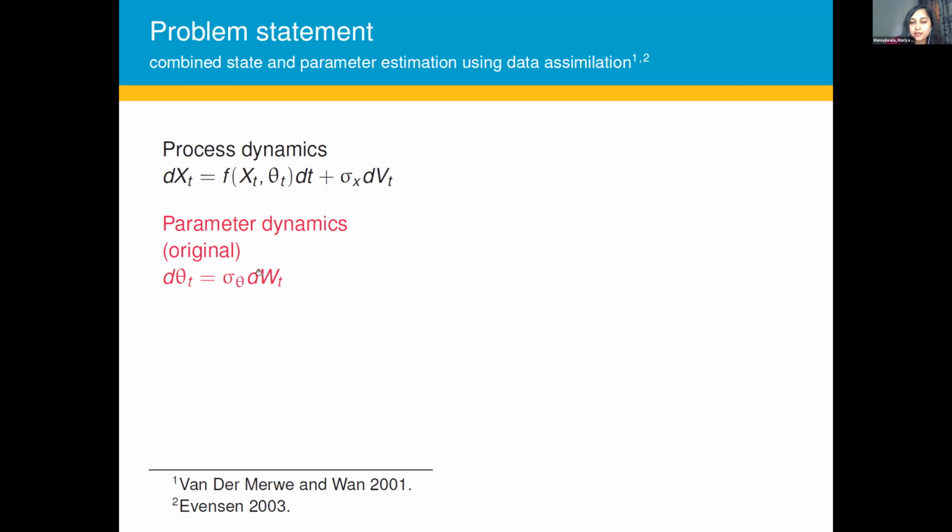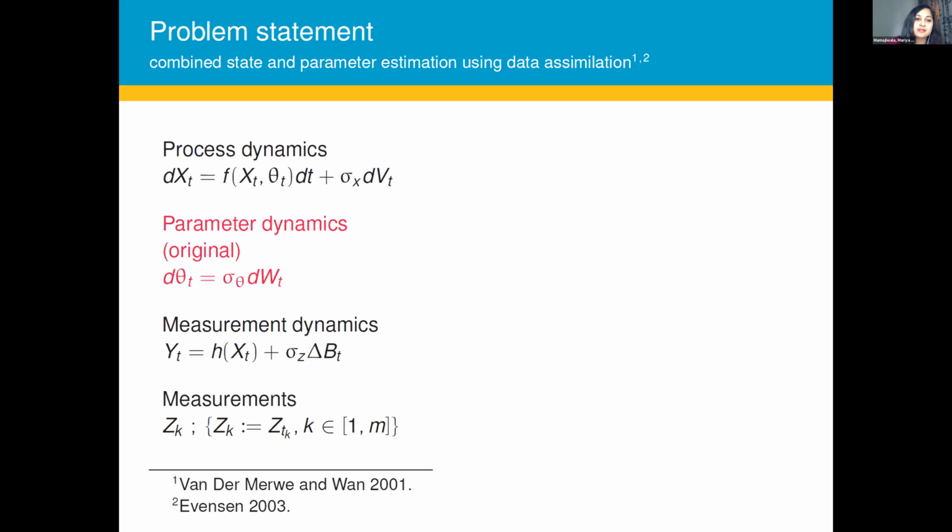And this is an important point for this talk because this is where we propose a modification. But let me put a pin in that. So from here on, I will be referring to this equation as the original parameter dynamics. Then we have measurement dynamics. So I have written an algebraic equation, but this could as well be an SDE. It doesn't really matter. And finally, we have some measurements available at certain time intervals. So the aim is then to determine the posterior of X and theta, given these measurements in Z.